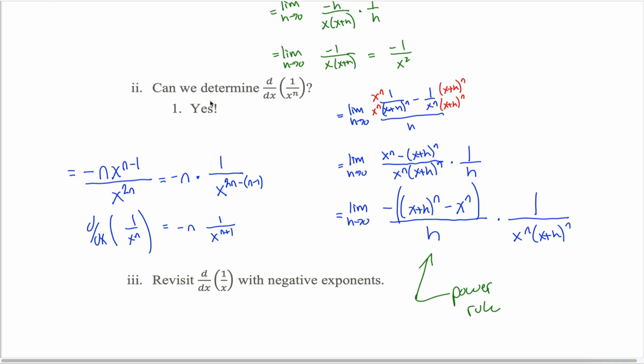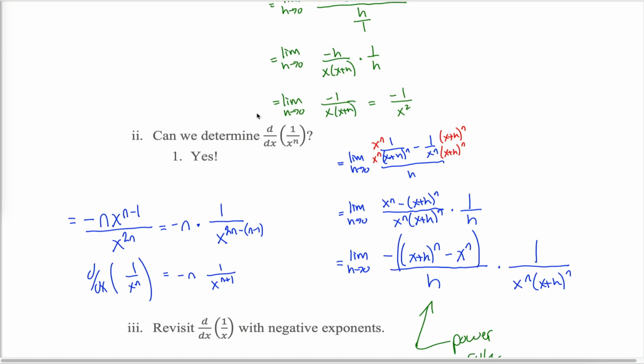Instead of attacking this problem in the form that it's written in, that is, instead of figuring out the derivative of 1 over x to the n power, we could think about this as the derivative of x to the negative n power. Because negative exponents mean take the reciprocal of, loosely speaking. So 1 over x to the n is the exact same as x to the negative n. Therefore, the derivative of 1 over x to the n would be the exact same as the derivative of x to the negative n power.